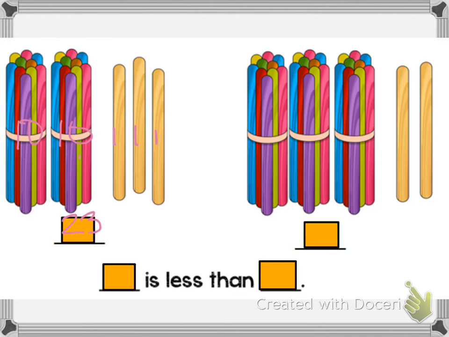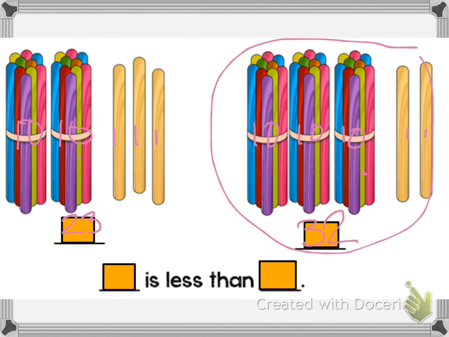Now let's look at the next picture. This one has 1, 2, 3 10s and 1, 2 ones. So let's see. 10, 20, 30, 31, 32. So now I'm going to circle which one is bigger. Well, looking at this, I know that 32 is bigger because it has one more 10 than 23 does.